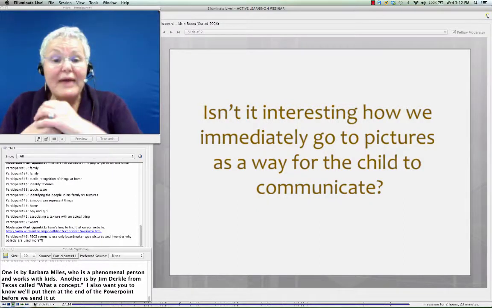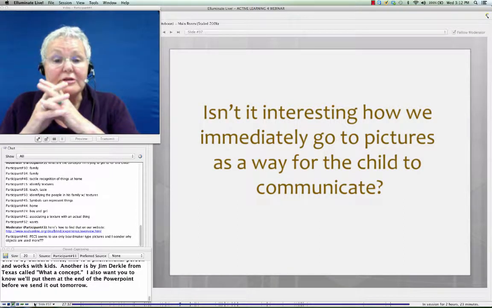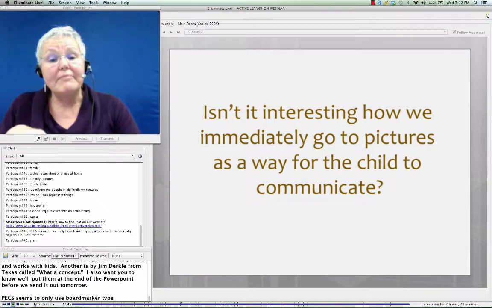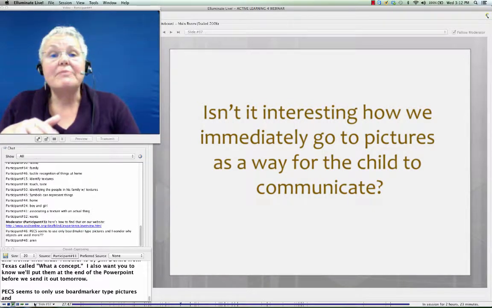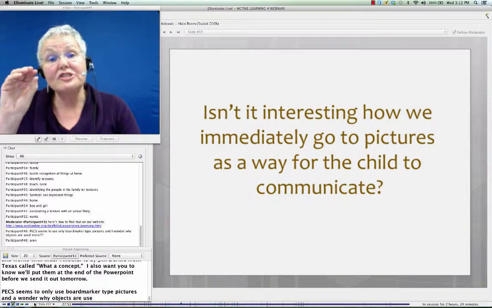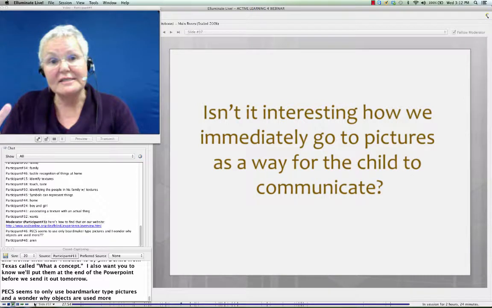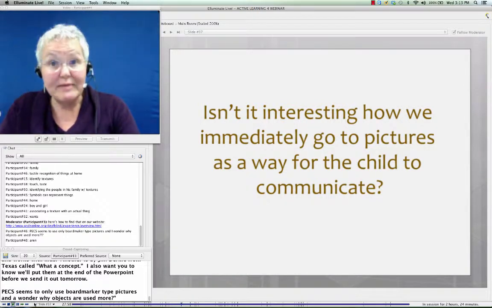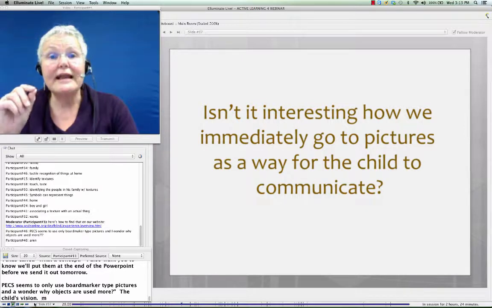PECS seems to use only Boardmaker type pictures, and I wonder why objects aren't used more. Jean, I want to make sure I get that right. Okay. I think what it is, people don't quite know what to do with it. And sometimes what they do is they use little miniatures, or they say to themselves, well, the child can see it. Well, the child's vision may be able to see it. The question is, can I put meaning to it?